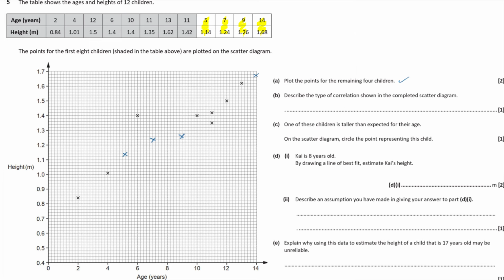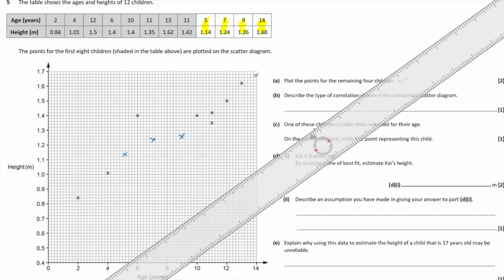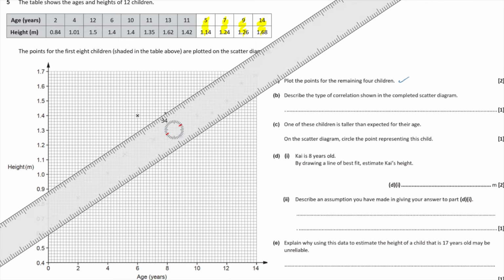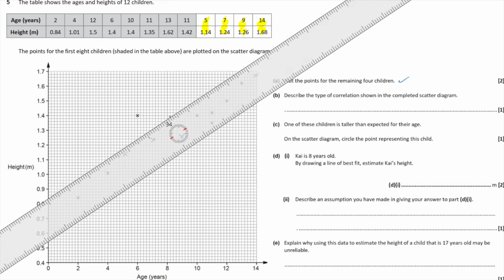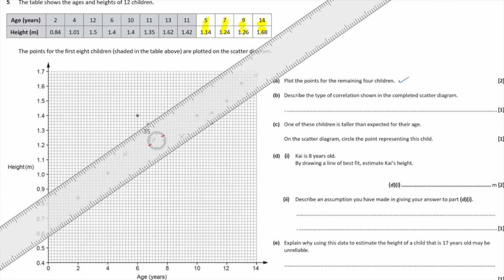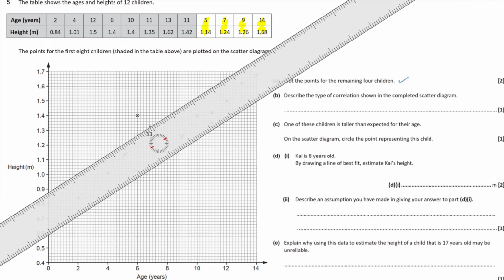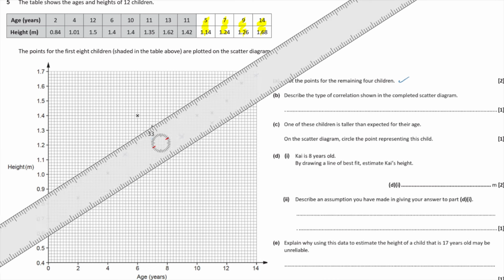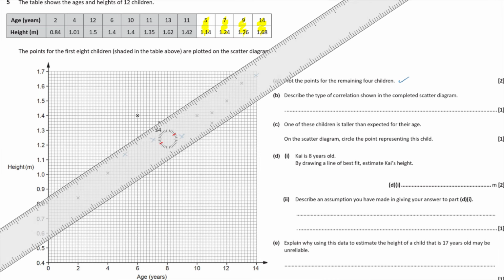Right, so I've plotted my points. Describe the type of correlation shown in the completed scatter diagram. Well, if you look from left to right here, the points are quite clearly running in a band up here. Got one sitting a bit proud, isn't it? It's a bit further up than the others. But the rest I can easily fit under my ruler like this, an upward band going through the middle.